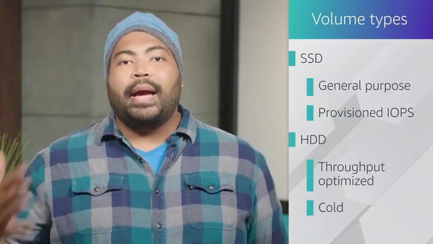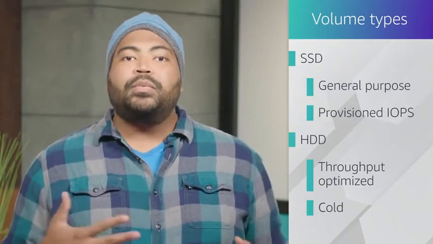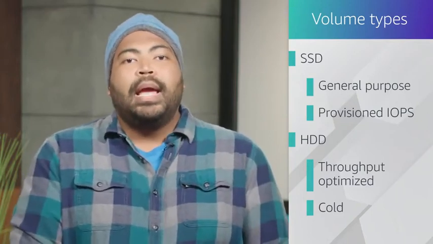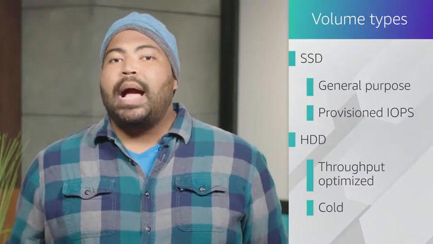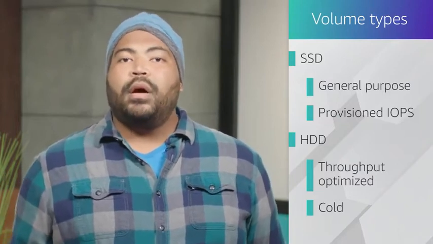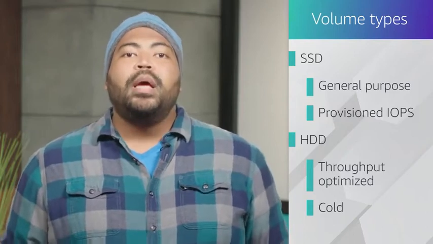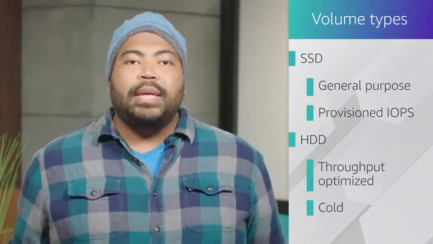If you're planning a higher throughput need, but still with lower overall I/O per volume, then the throughput optimized would be the way to go. If, on the other hand, you need a higher I/O on the volumes, the SSD options are still going to be better choices. So that's about EBS.